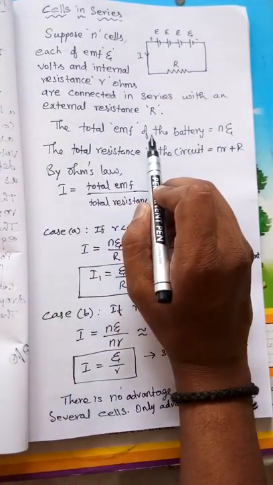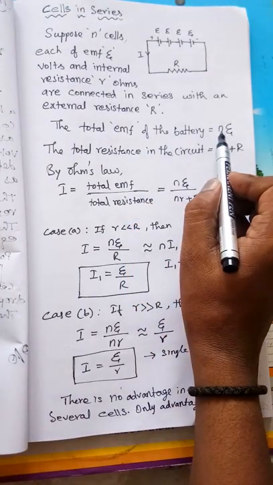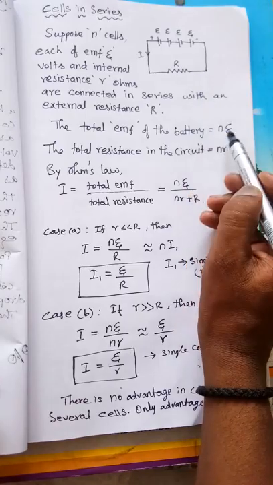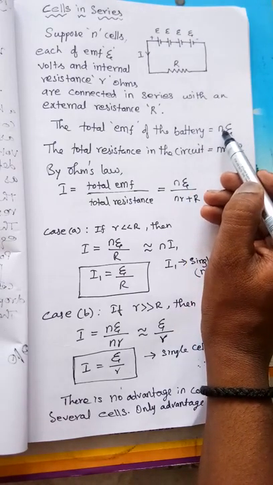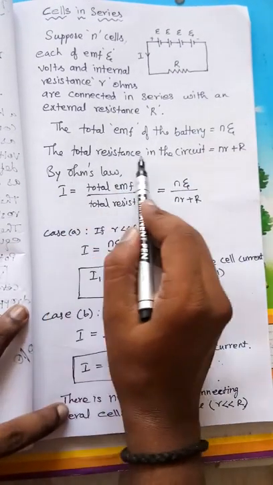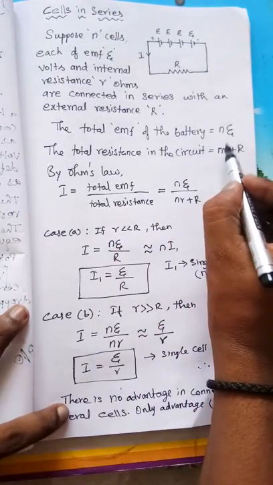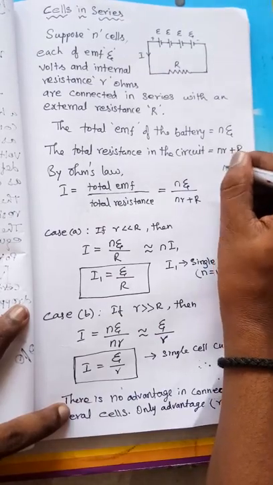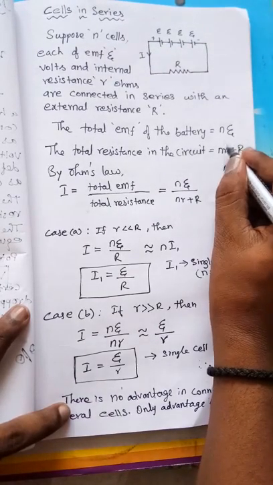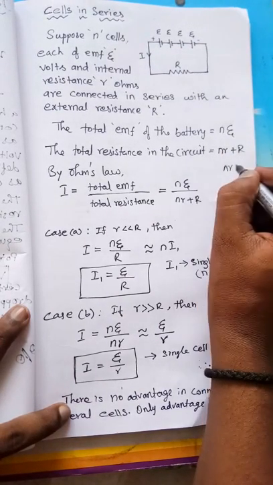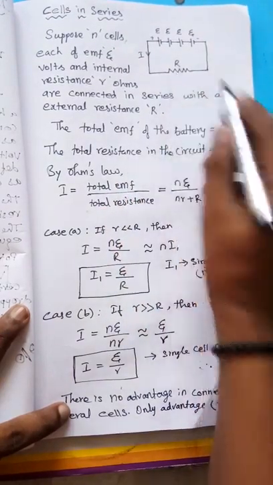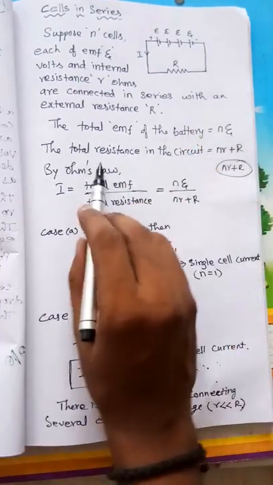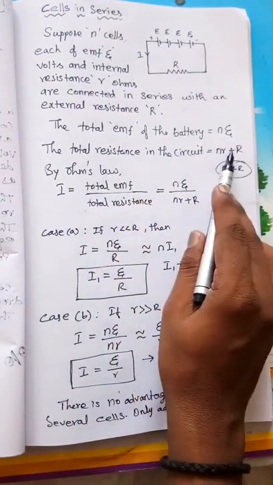So total EMF, how to calculate? Number of cells N into EMF. If 10 cells are connected, it means 10 into each cell's EMF. The total resistance of the circuit: number of cells N, each with internal resistance r, and I have to add the external resistance also. So total resistance is N r plus R.